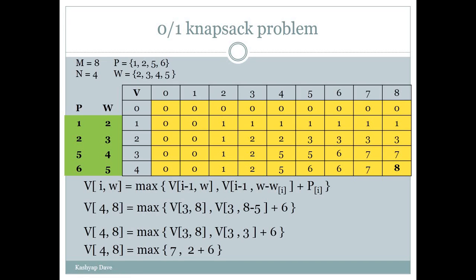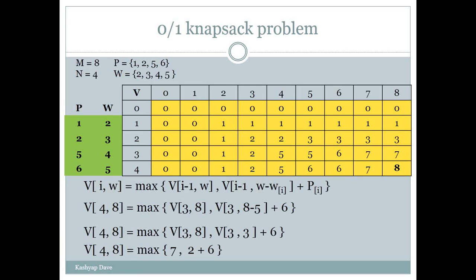So that table says that by those items we can achieve a maximum profit of 8. By this weight and this profit, and with this limit, we can get a maximum profit of 8 here. So this is how we find the maximum profit in this knapsack problem.